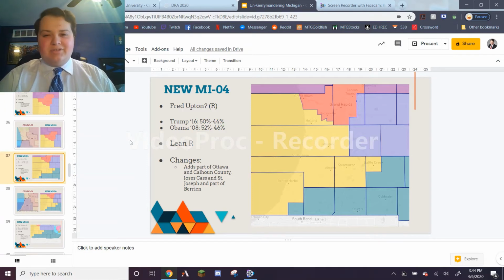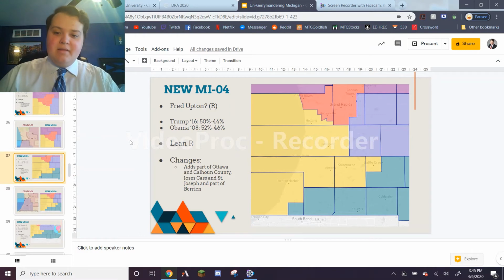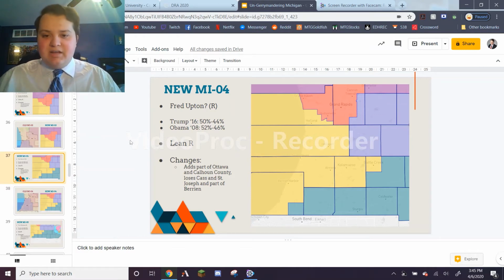It's very similar to the current 6th. I know these numbers get a little bit confusing, but bear with me here. This could be represented by Fred Upton, but Fred Upton actually lives in St. Joseph here, so he actually no longer lives in this district. Fred Upton has been the congressman for Southwest Michigan for decades now, a very long time. He's actually one of the longest serving members of the House, getting close to being the Dean of the House if a few other people do decide to retire before he does.